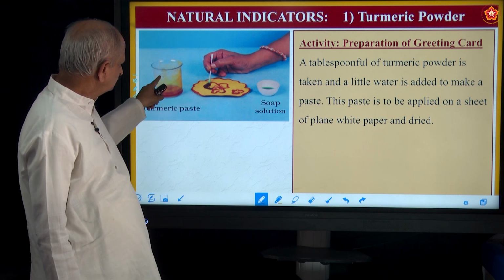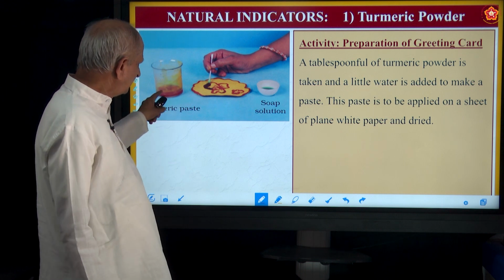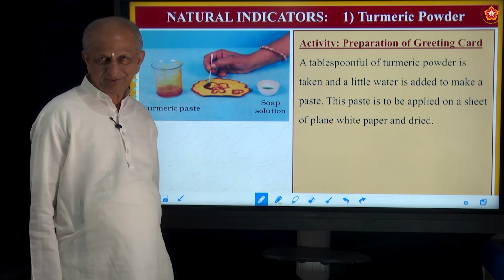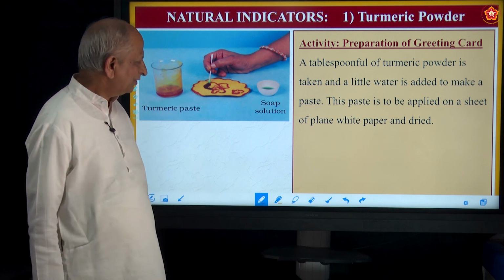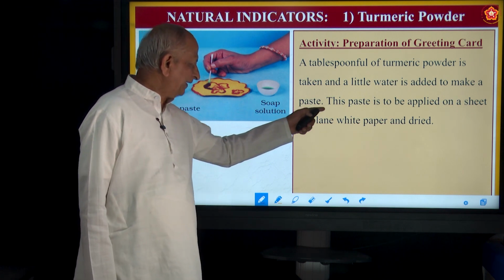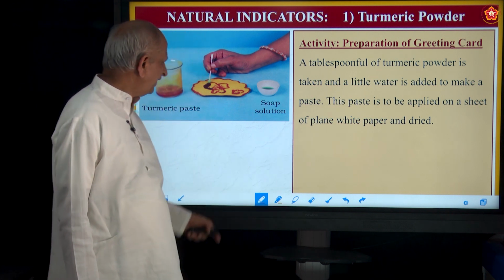So here, one spoon of turmeric powder is added to water to make a paste. You can also try this today. Will you do it? Okay. This paste is to be applied on a sheet of plain white paper and dried.